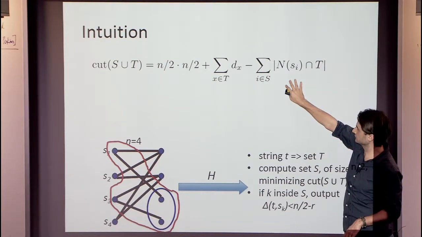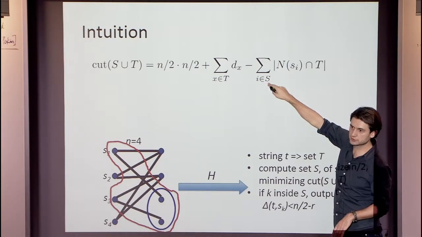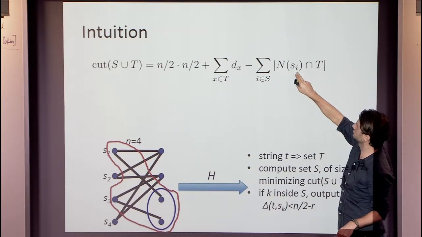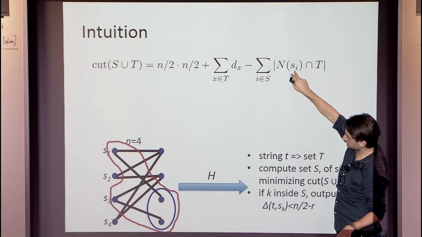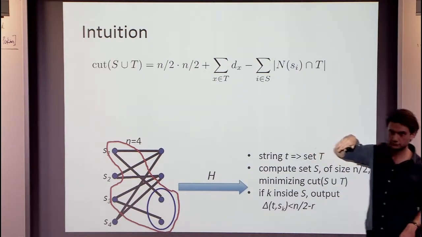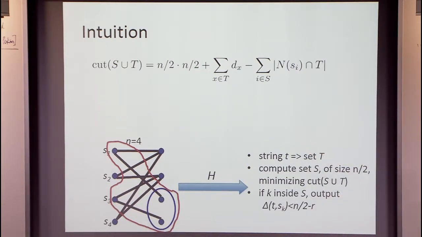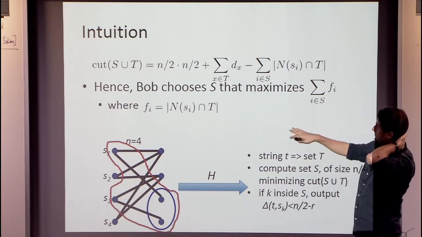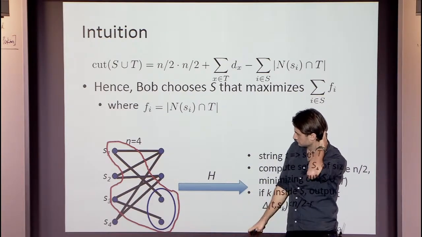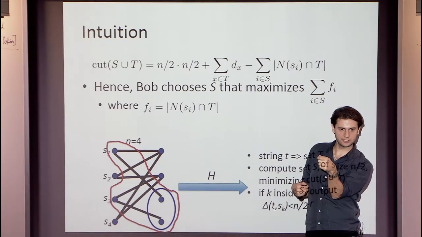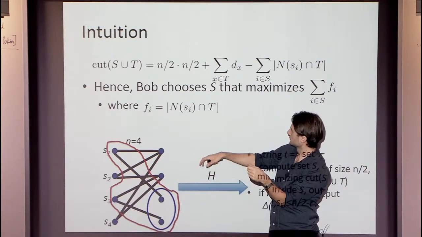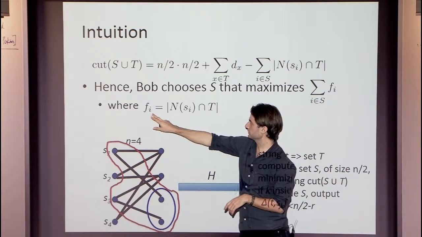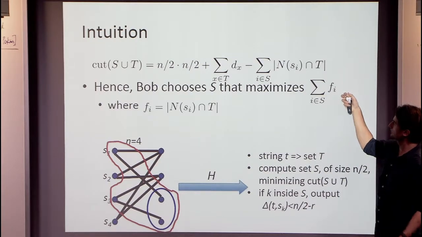The number of internal edges can be viewed as iterating over all vertices on the left-hand side and counting the neighborhood, the intersection of the neighborhood of the string Si with the set T. So let me define phi as being this. Basically, the number of edges between the set T and a particular node Si, I call this Fi. So what Bob does is choose S that maximizes this sum.